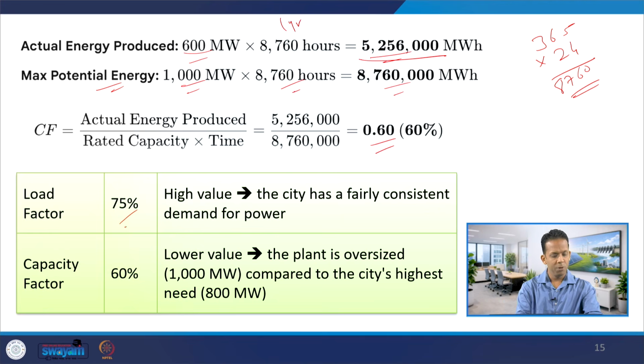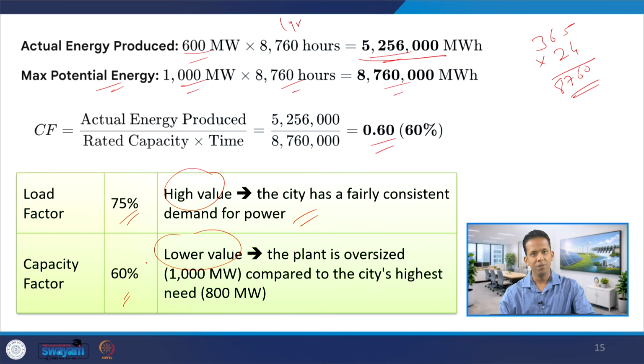See, 75% load factor means it is a high value actually. It tells us the city has a fairly consistent demand for power throughout the year. And a capacity factor of 60%, even though it's slightly lower compared to load factor, tells us that the plant is oversized, because the demand is 600 megawatt. We have designed the plant for 1000 megawatt.